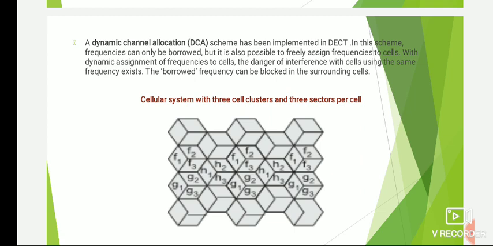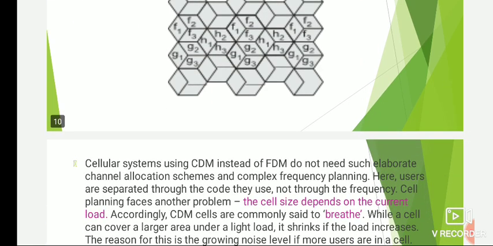This diagram shows the cellular system with 3 cell clusters and 3 sectors per cell. It is shown in 3 dimensions.